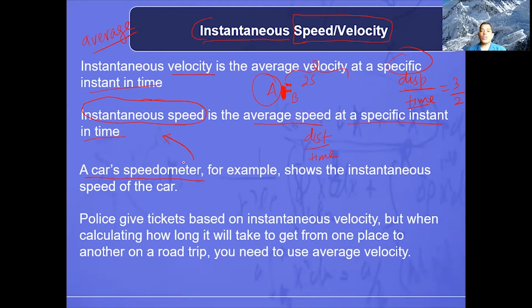You don't have to wait 2 seconds like here. Look at this to find the average, right? 3 meters in 2 seconds. So you don't have to wait 2 seconds to find the speed on your speedometer. Just instantaneously, it gives the speed instantaneously. That's the instantaneous speed of the car.